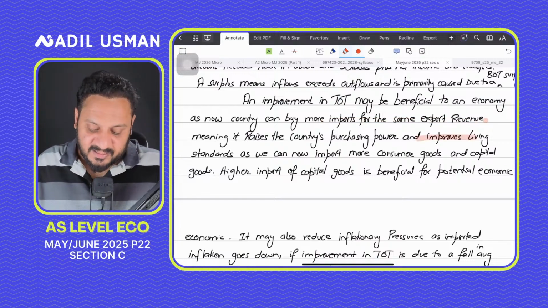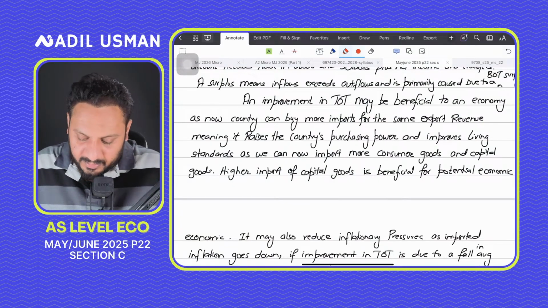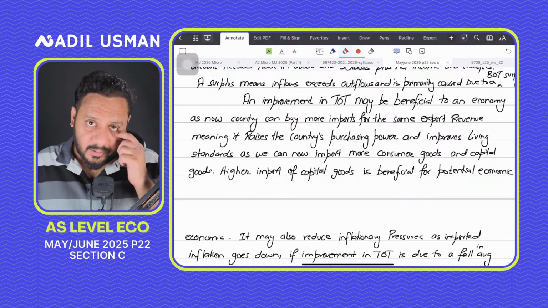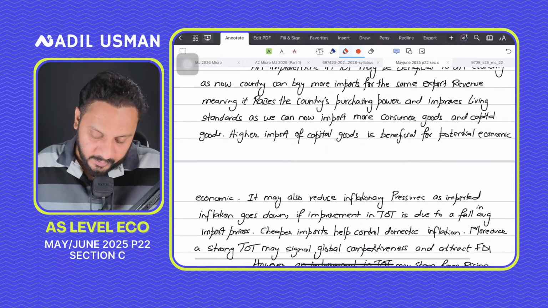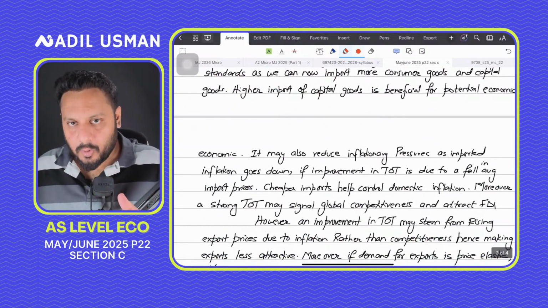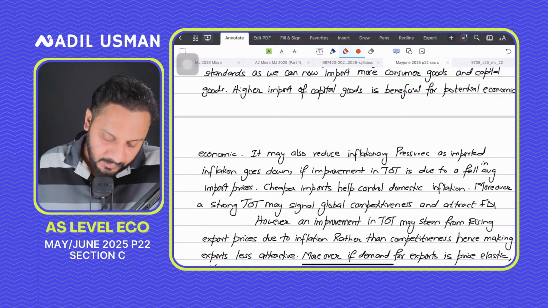and improve the living standards, because now you can end up importing more consumer and capital goods, right? And we also know that higher import of capital goods is a good thing because it will benefit your potential economic growth over the long run. That is your long-term economic growth if you're importing more machinery and equipment. So this is actually the benefit. You being able to import more, what is the benefit? The benefit is your living standards will improve.